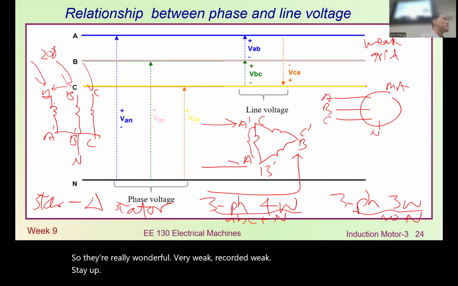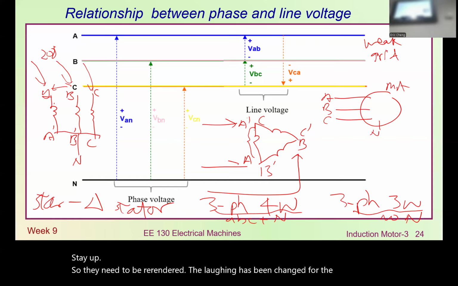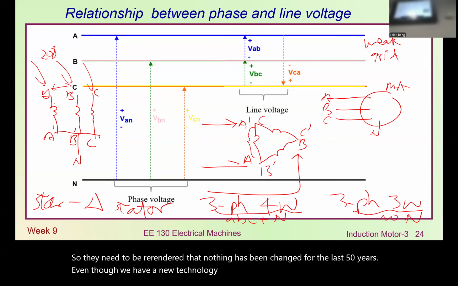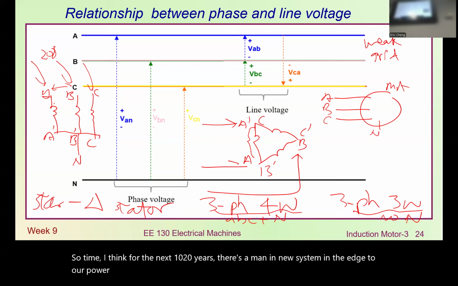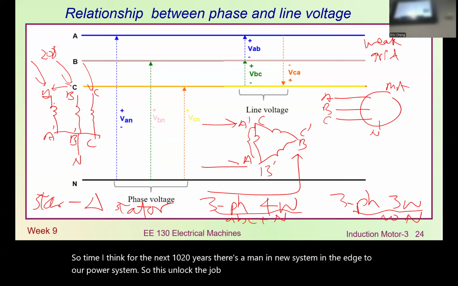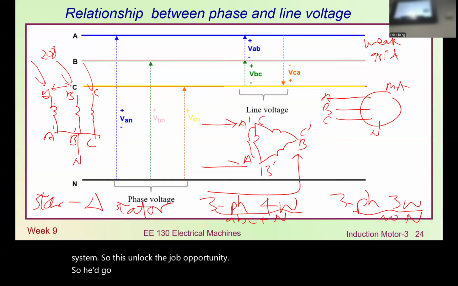So they need to be remembered. Nothing has been changed for the last 50 years, even though we may have new technology in power electronics, they didn't change anything. So I think for the next 10, 20 years, there are many new systems being added to our power system. So that unlocks job opportunities. If you go for power electronics, the power system, electric vehicles, then that unlocks jobs.